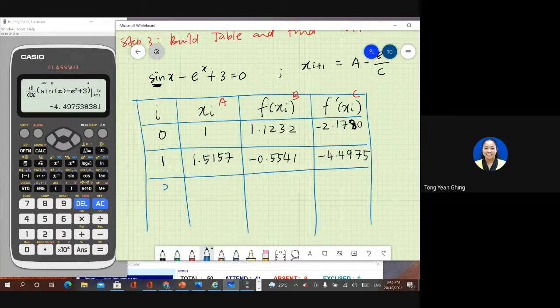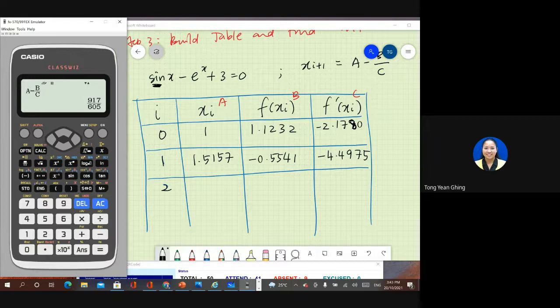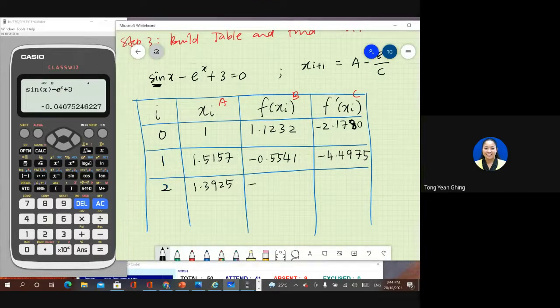Okay, next, calculate A is 1.5157, B is negative 0.5541, C is negative 4.4975. So the answer is 1.3925. So calculate 1.3925, negative 0.0408. Tak boleh stop lagi.